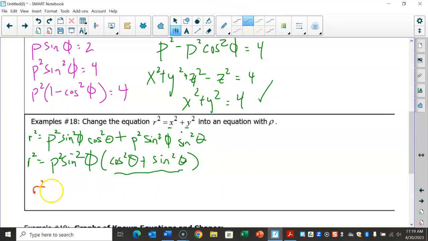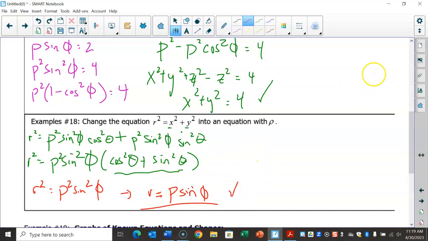So I'll get that r squared is equal to, in this case again, rho squared sine squared of phi. And then what I can now do is just take the square root of everything and finish our answer: r is actually going to be equal to rho times the sine of phi. And there we go with our example for this right here. And so that is our examples now for our equations.